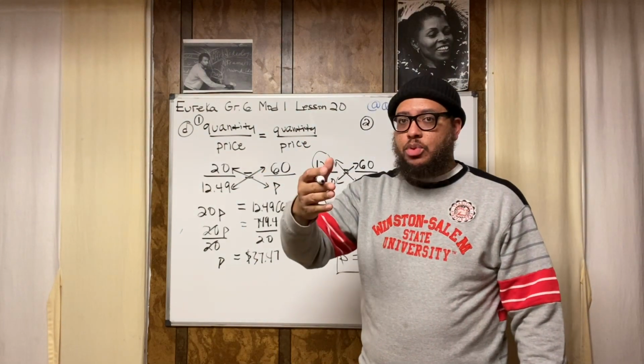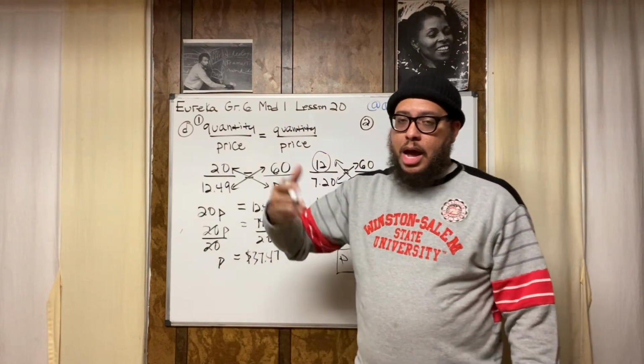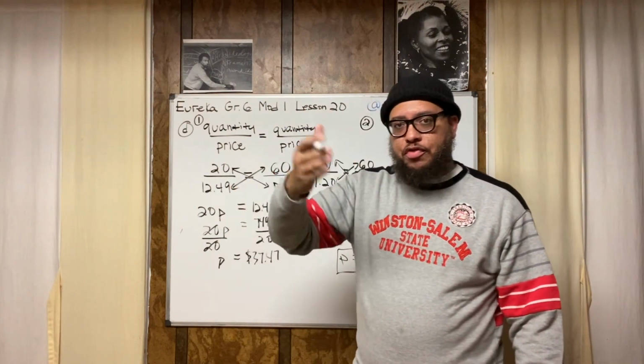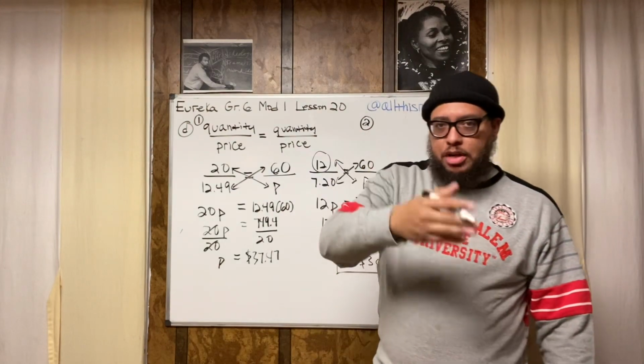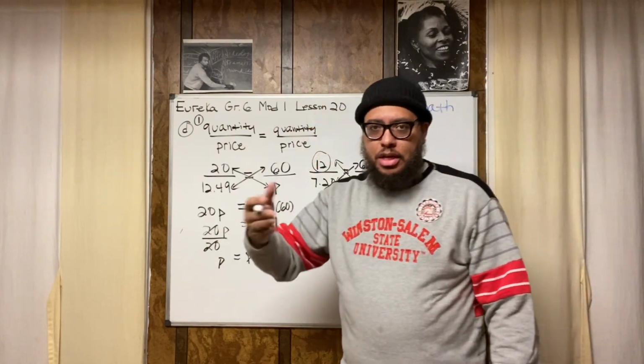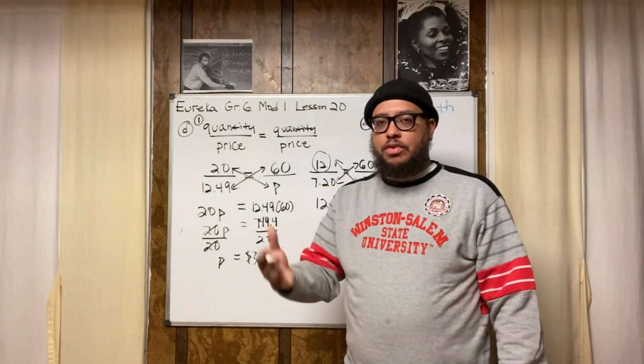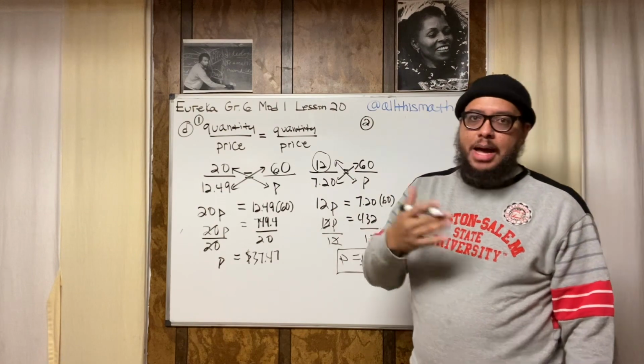Why did I divide by 20? Because there are 20 batteries in the pack. If it was 15 batteries in the pack, I would take $12.49 and divide that up into 15 equal parts. If it was 30 batteries, I would divide it up into 30 equal parts, because each part is one battery. That's what division really is. That's the essence and the concept behind division.